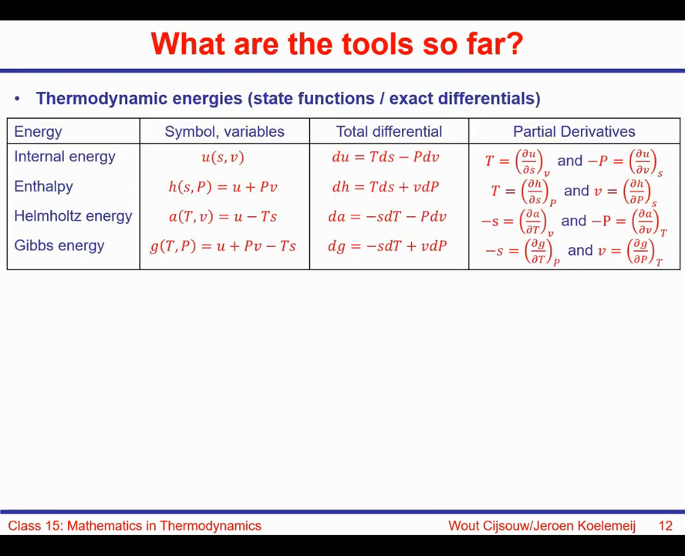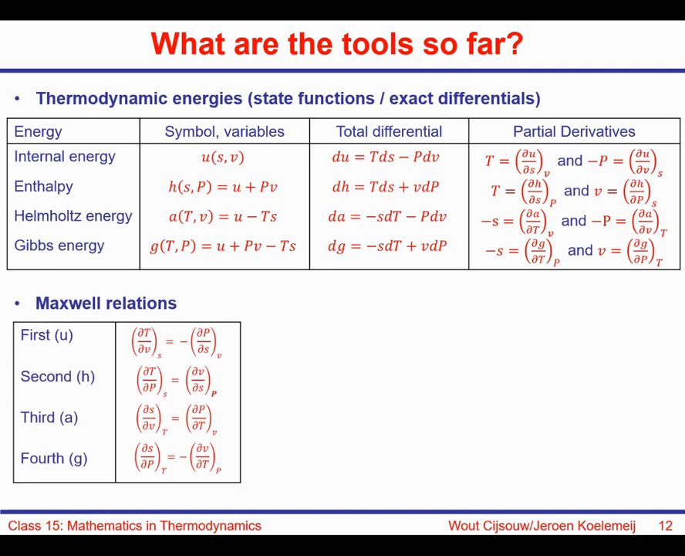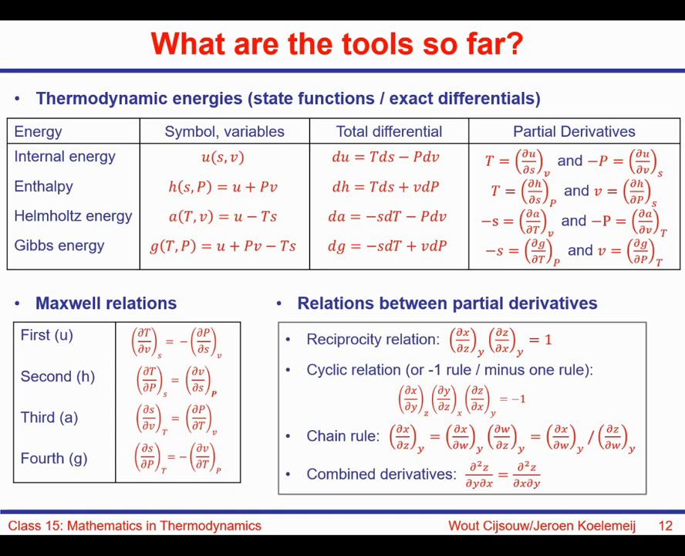So these classes were all about mathematical tools. So what are the tools that we learned to wield so far? Well, we've come across the different thermodynamic energies or thermodynamic potentials. We have seen how we can derive Maxwell relations, and we have also seen and today even used a number of mathematical relations between partial derivatives, like, for example, the reciprocity or reciprocal relation and the chain rule.